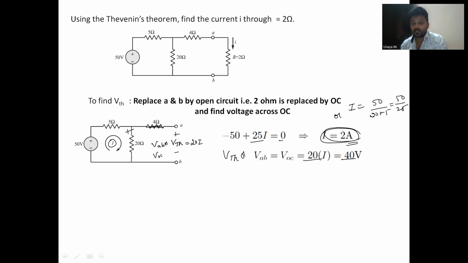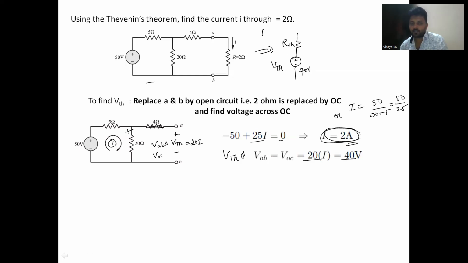Next, you know what is the equivalent circuit diagram? You need to transform this circuit into the equivalent circuit diagram of Thevenin's theorem, that is VTH in series with RTH. So now we got the value of VTH, that is 40 volts. Next, you need to find the value of RTH.